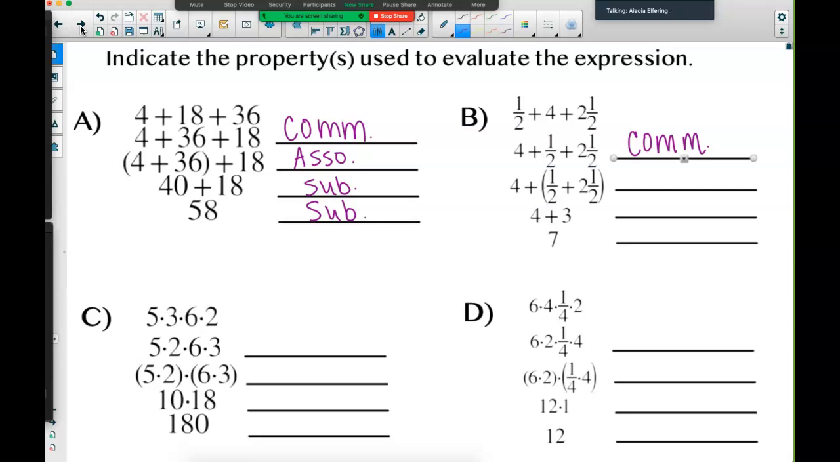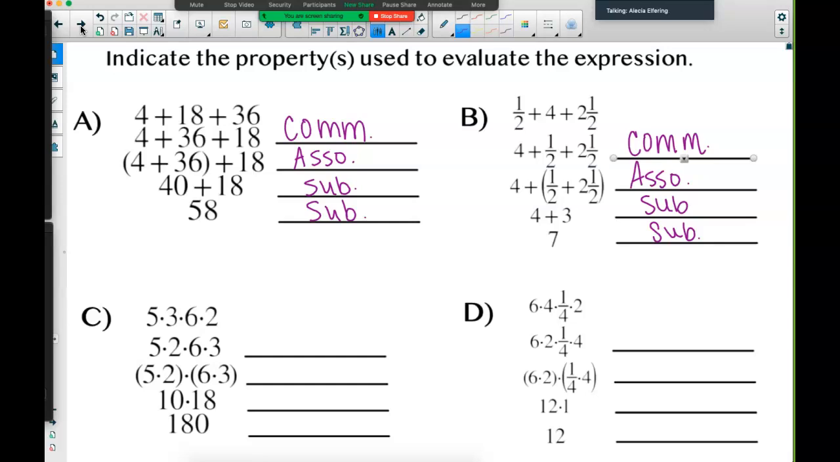Then I noticed that I have a 1/2 and a 1/2, and that would go together really nicely, so I put them together. What property allows me to put them together? Associative. Then I get 4 plus 3, which is which property? I replaced, so substitution. And finally I get 7 by the substitution property.